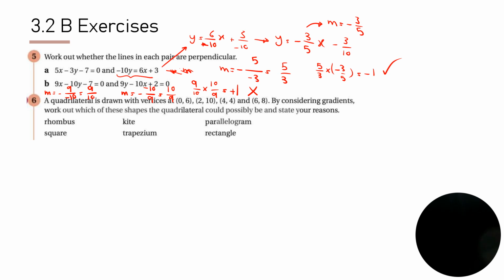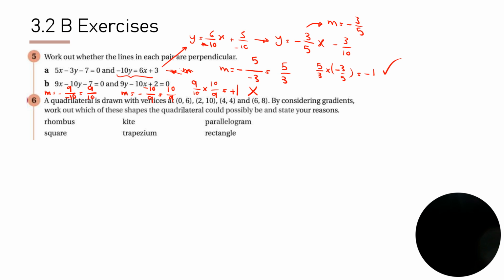Question 6. A quadrilateral is drawn with the vertices that you see here. By considering gradients, work out which of these shapes the quadrilateral could possibly be, and state your reason. Okay. Based on the properties of the shapes: rhombus, kite, parallelogram, square, trapezium, and rectangle.